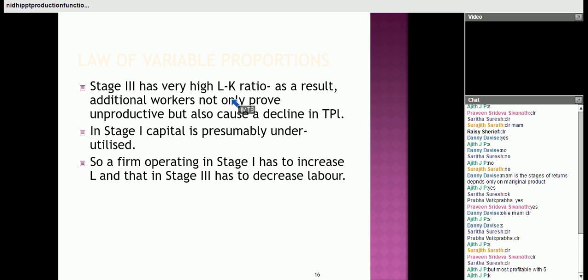So stage 3 has a very high L/K ratio. L/K ratio means labor-capital ratio. So as a result, the additional labors not only prove unproductive but also cause a decline in the total production. Okay, the number of workers towards the third stage is too high. So that is why the total production is going down. So in stage 1, the capital is underutilized and in stage 3, it is overutilized. So that is why in stage 3, we have to decrease the labor.